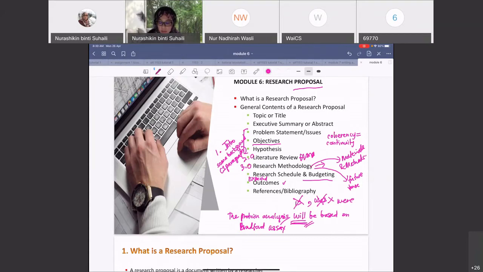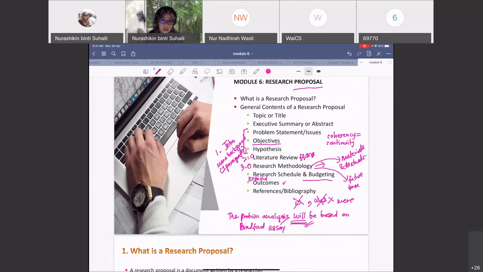We put that the objectives of this research are, for example, and then you put them in bullet form or number form. Yeah, number 1 is to investigate the effect of glucose concentration on laccase production, for example. Yeah, so the point is glucose concentration.